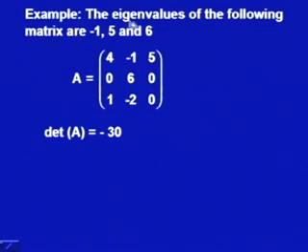So, the example which we have done earlier, we have obtained the eigenvalues as minus 1, 5 and 6. So, this was the matrix in that example. So, if we use this result, then determinant of A is the product of these eigenvalues. So, determinant of A is equal to minus 30.